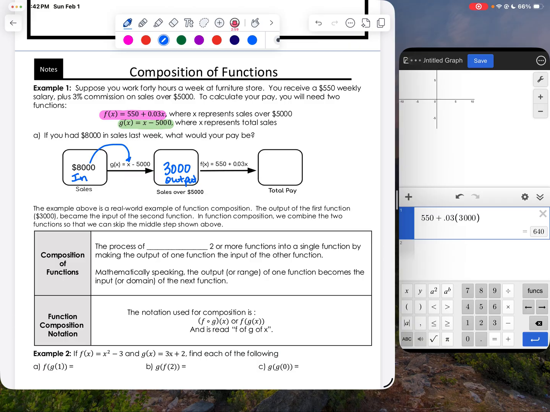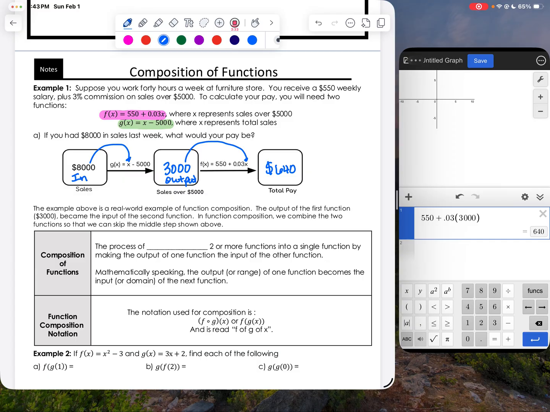Now, now that we know the amount over 5,000, this new number is going to be our new input, and it's going to be plugged into our second function. f of x equals 550 plus 0.03x. Now, I have the calculations over here on my calculator. 550 plus 0.03 times 3,000 gives me a total pay of $640.